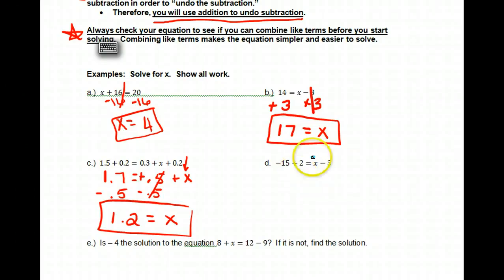Example D, you should have seen that you can combine like terms on your left-hand side. Negative 15 plus 2 is negative 13 equals x minus 3. To undo subtraction, we're going to add 3 to both sides, and that's going to leave us with x equals negative 13 plus 3, which is negative 10.